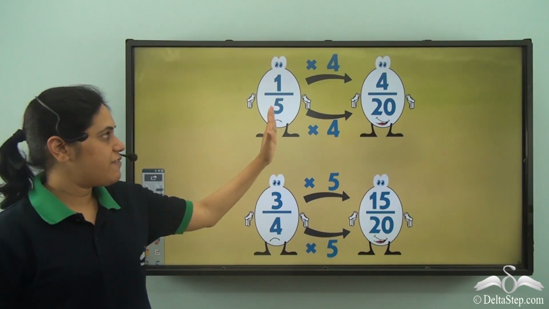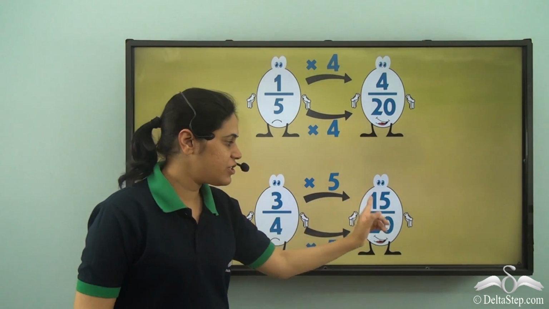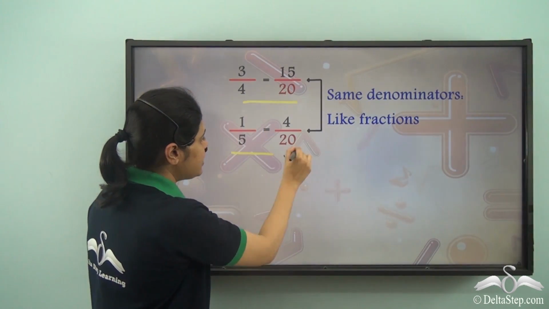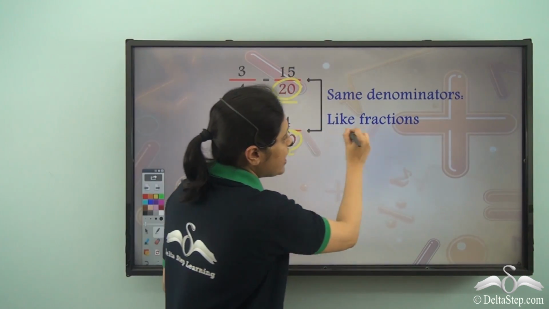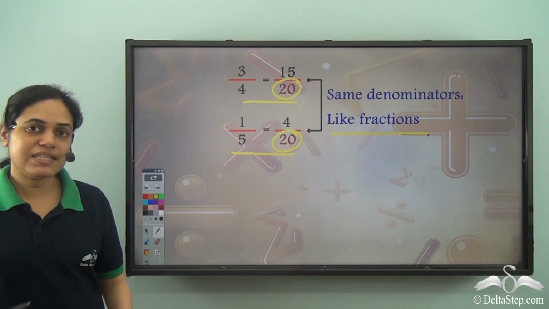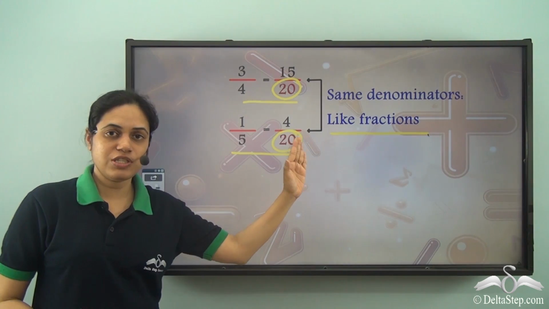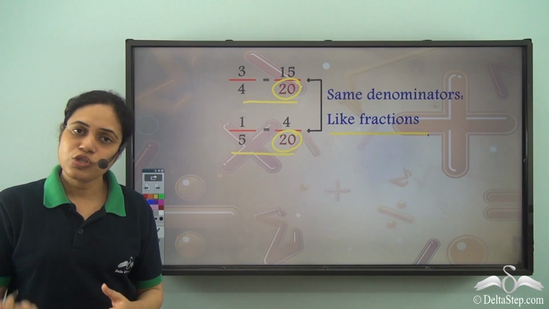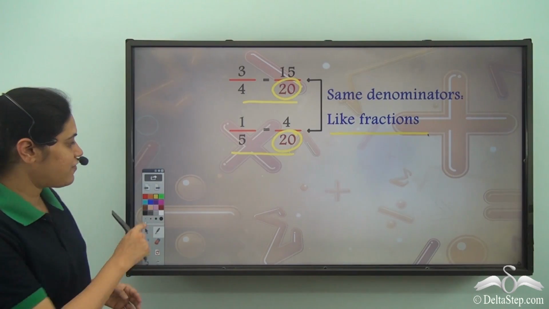So the 1 by 5 equivalent fraction is 4 by 20 and the 3 by 4 equivalent fraction is 15 by 20, with the same denominator. Also they have the same denominators. So they are like fractions. Hence they can be added as well. So if somehow we can make the fractions with the same denominators, that is, we can convert the fractions to like fractions, we can add them. So this is how we can add unlike fractions.